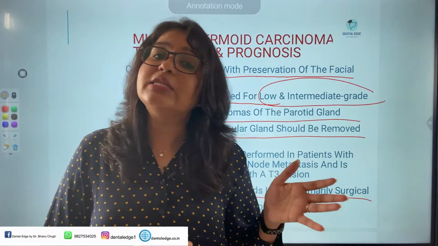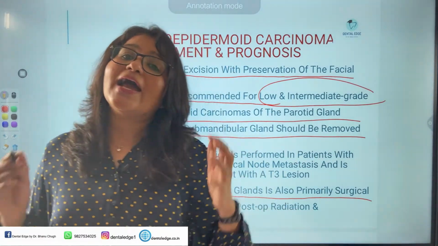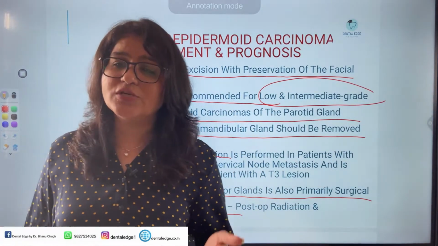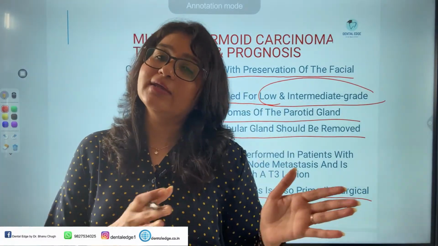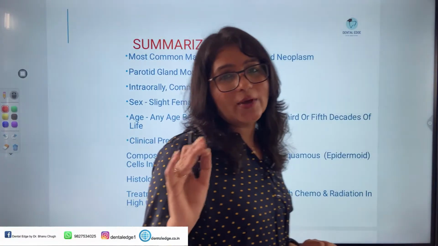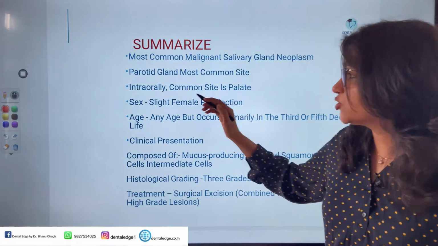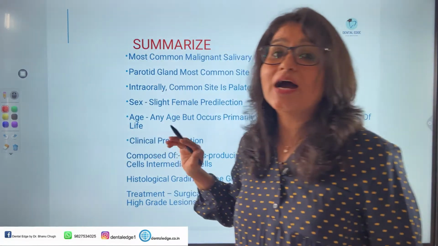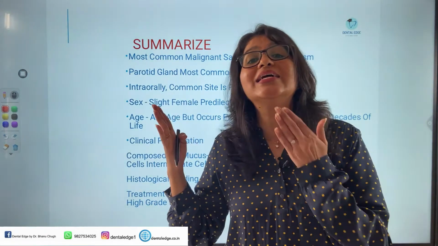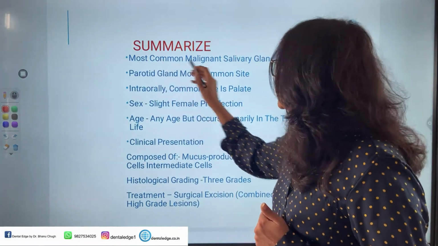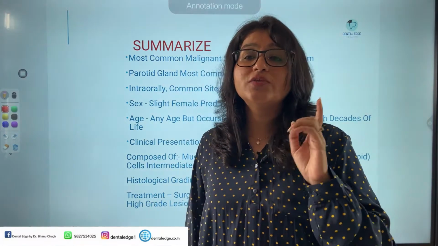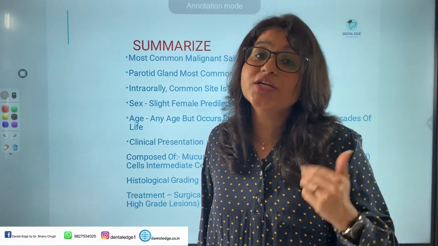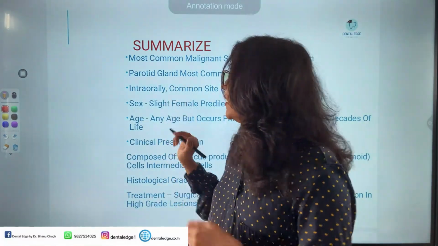If it involves the cervical lymph nodes, radical neck dissection is done, and in case of high grade tumors or large tumors, we can also go for post-operative, post-surgical irradiation and chemotherapy, right? So now let's summarize mucoepidermoid carcinoma, a very commonly asked question. One of the most common things they ask is which is the most common malignant salivary gland tumor, and the answer is mucoepidermoid carcinoma, right? One more question, which is the most common malignant salivary gland tumor in children, that is also mucoepidermoid carcinoma.